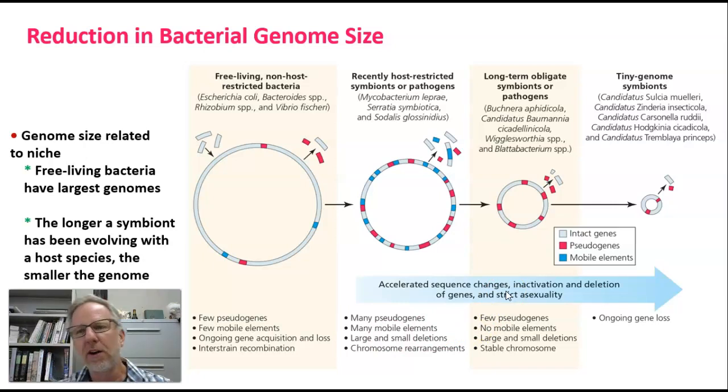Then as you continue to go right on our graph, we have relatively long-term obligate symbionts or pathogens. So they have a long-term relationship with the same kinds of organisms. Their environment is relatively stable, and you can see their genomes are even smaller. And that pattern continues all the way to the right side of the figure with the tiniest genomes of bacteria that have the tightest, most long-term symbiotic relationships with hosts. So there's a clear relationship between genome size and how bacteria are living, whether in free-living environments or with different long-term relationships with symbionts.